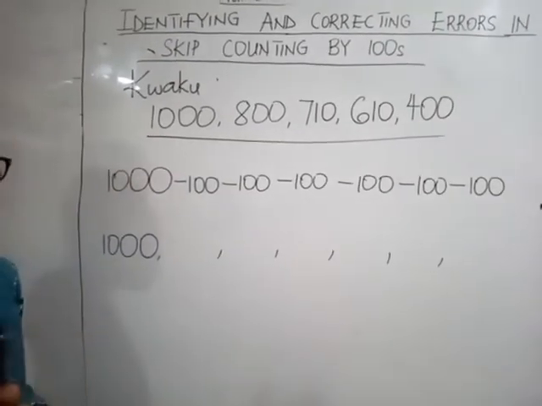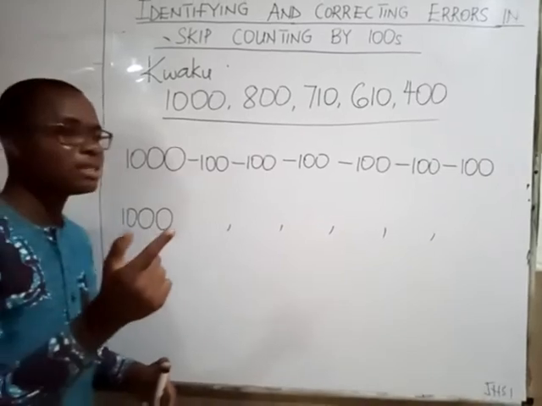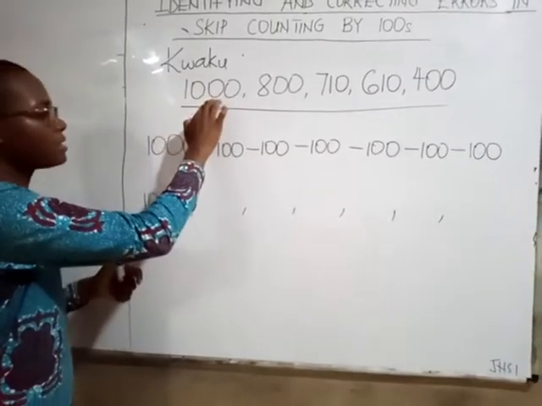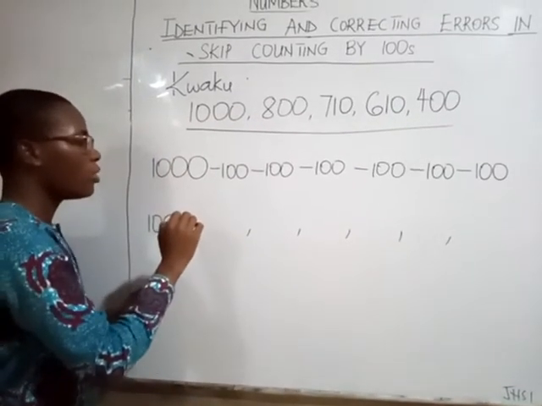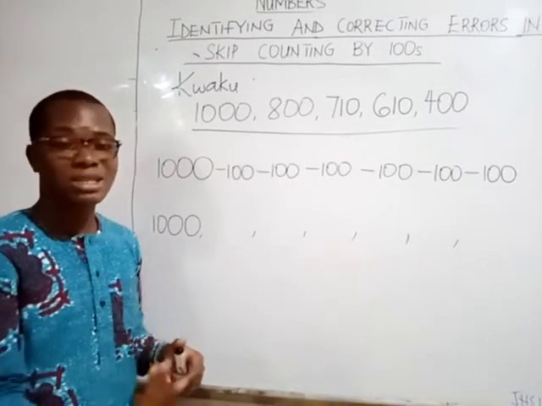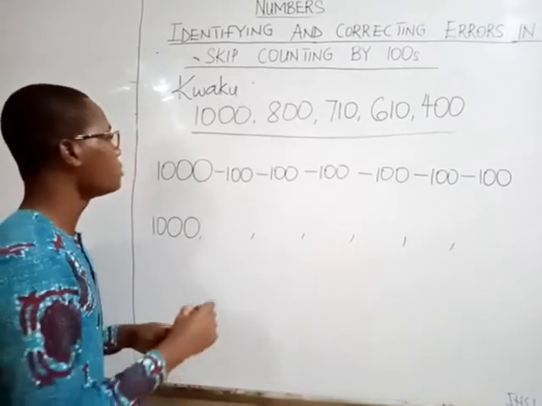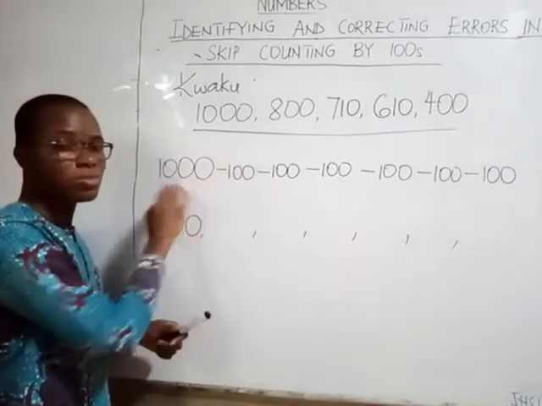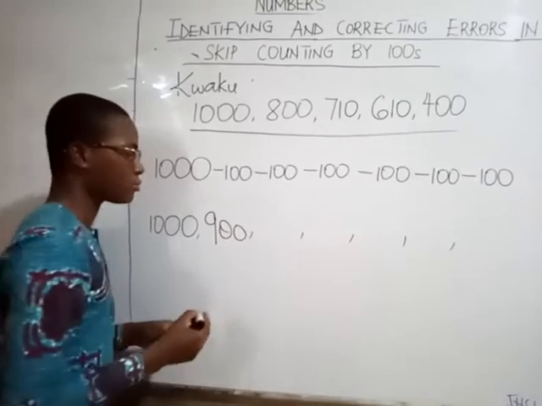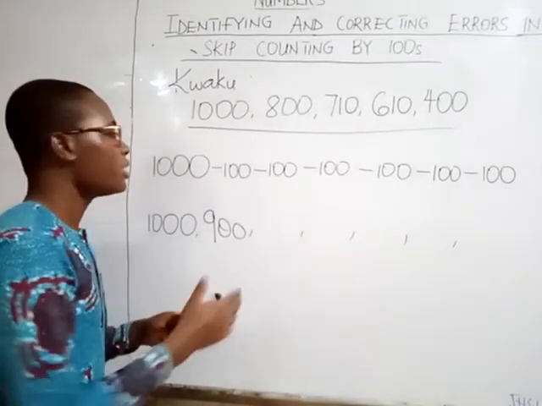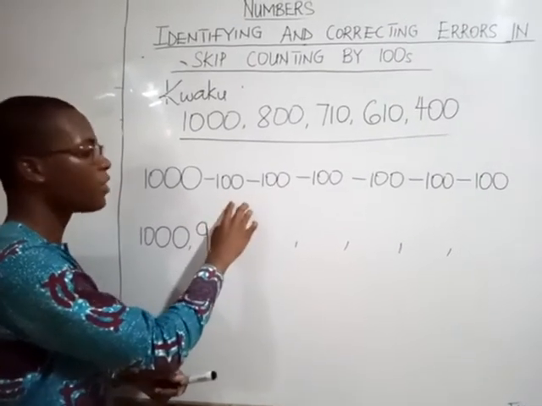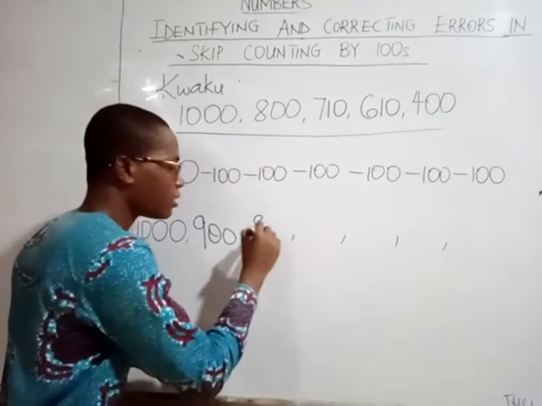Now, in order to correct what he has done, with what we learned about skip counting backwards in hundreds, this is the first number he has. To get the next number, he has to decrease it or subtract it by 100. So if you take 100 from 1,000, what are you getting? You get 900. Now, we have 900 here. If you should take 100 again from it, what are we getting? We get 800.